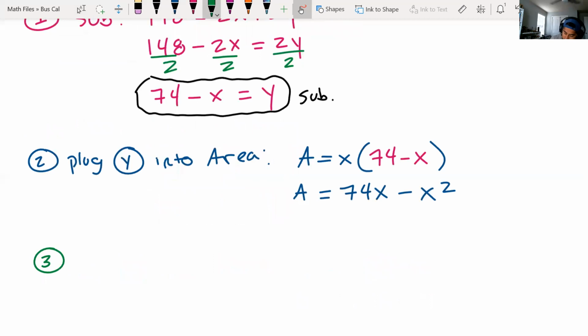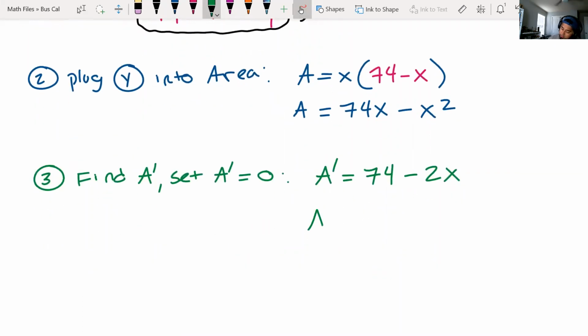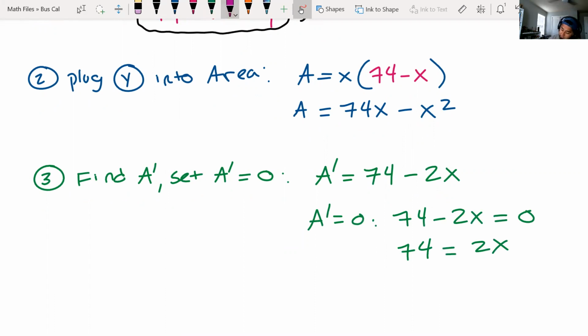So 3. Find A prime and set A prime equal to 0. So take the derivative of the above, A prime, you're going to get 74 minus 2x. Set it equal to 0, and 74 minus 2x equals 0. Add the 2x over and divide by 2. We get that x is equal to 37 feet.